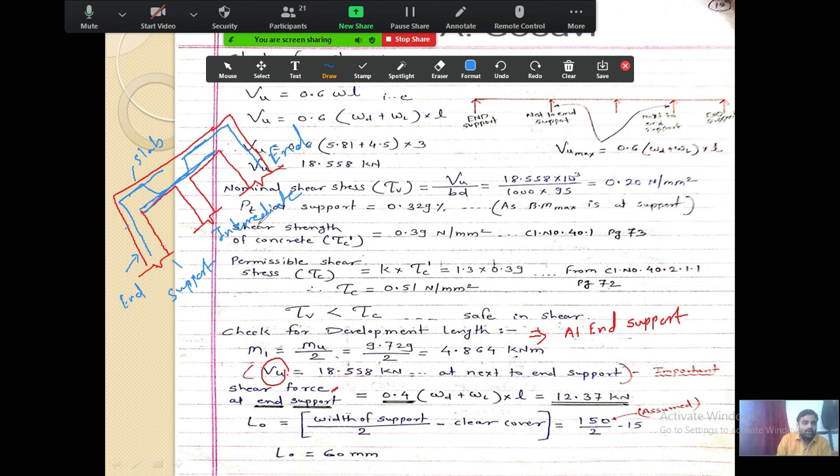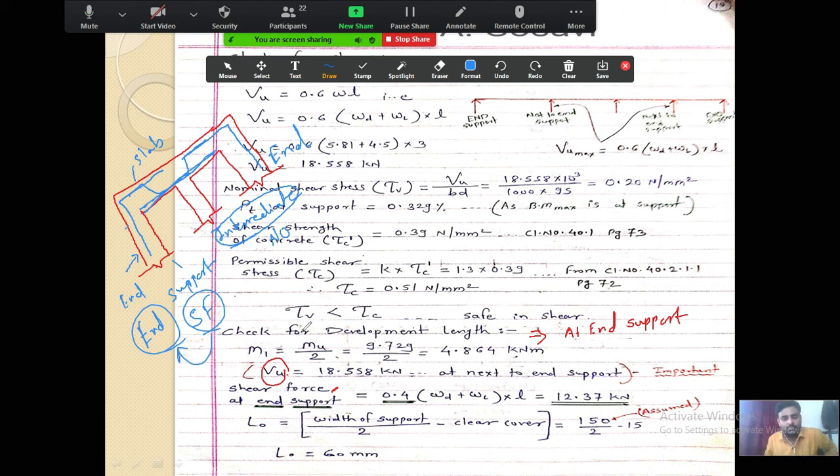So in the intermediate support, no bar will merge or be embedded. So there is no development length at the intermediate support. Okay, there is no development length at intermediate support. So development length is only present at which support? End support. So therefore we need to calculate what is the shear force at this end support.